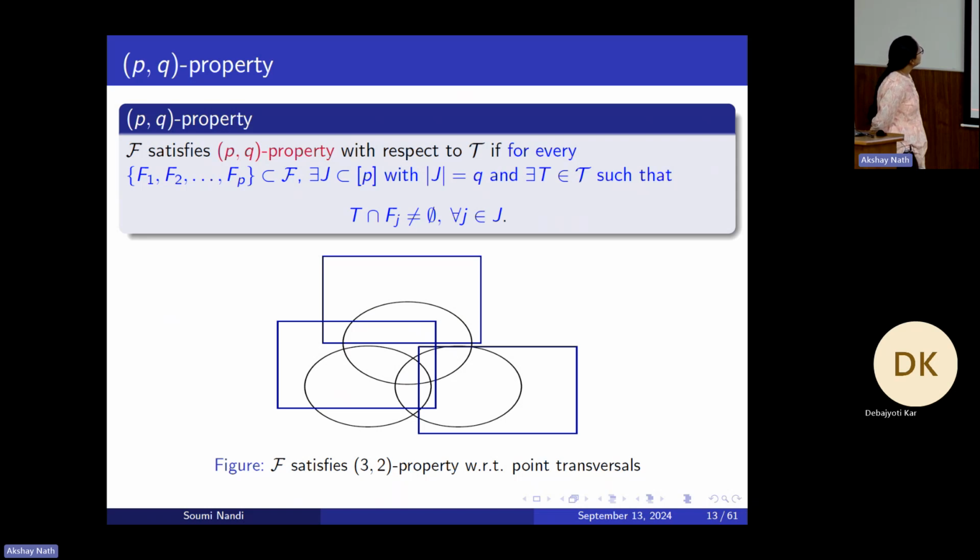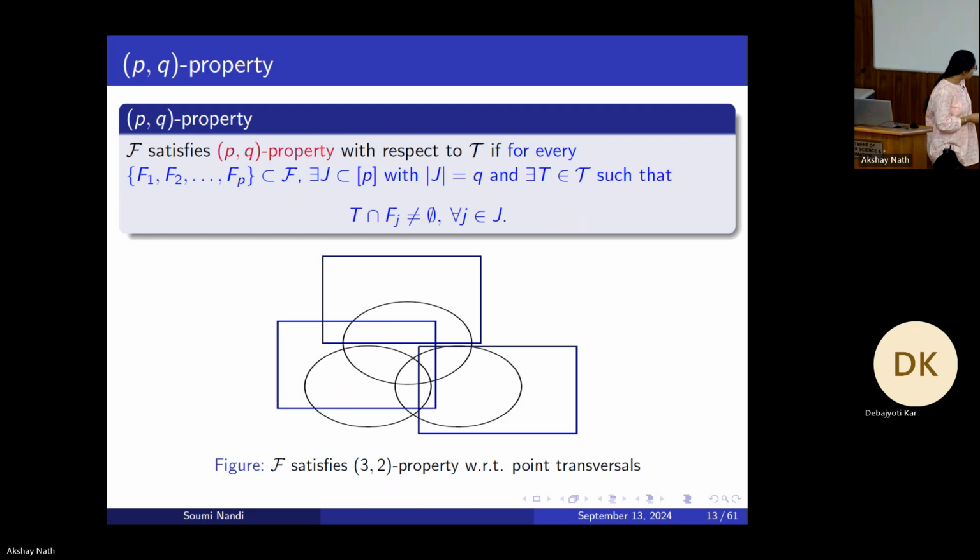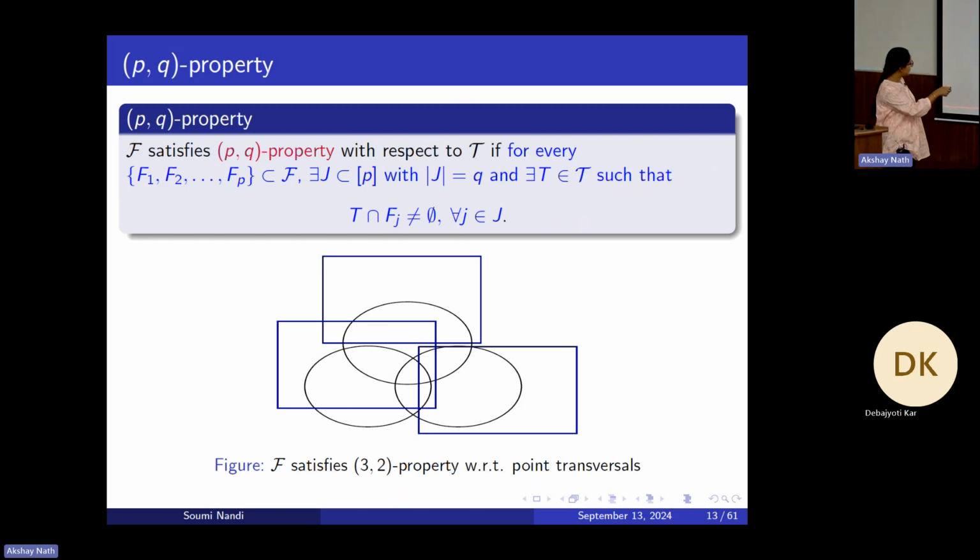So we'll say a family F satisfies the (p,q) property with respect to some transversal set tau, if for any p sets from that family, we'll find some q of them among those p, such that those q sets will have a common transversal from tau. For example, suppose we have these 6 sets.